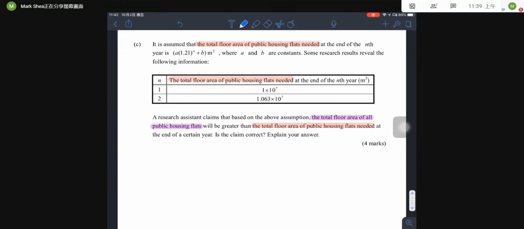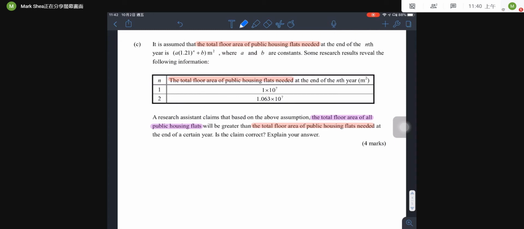Okay, now let's go to part C. In part C, we have one more new term, and don't be confused with that in part A and part B. That one is the total floor area of public housing flats needed. Those are the area needed, so I highlight in red there.